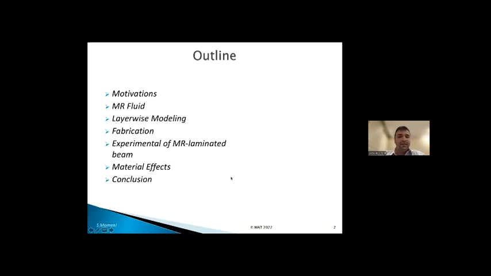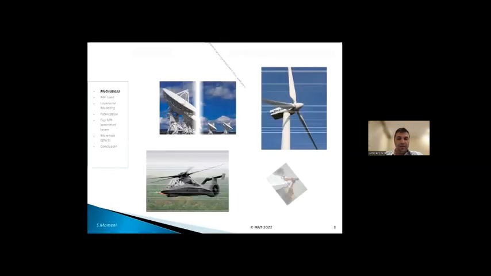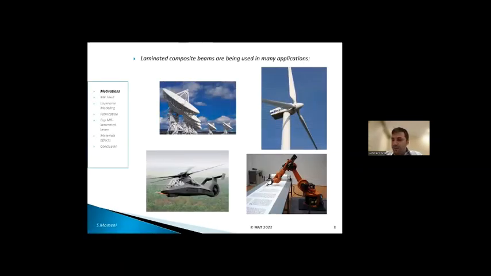Okay. At the first, I want to talk about the outline of this project. I want to talk about the motivations and the history of the MR fluid, layer-wise modeling, and the fabrication of the composite structures. In the next step, I want to talk about the experimental setup for calculating the dynamic behavior of MR laminated beams. After that, I want to talk about the material effects on the structures. And at the end, I want to talk about the conclusions.